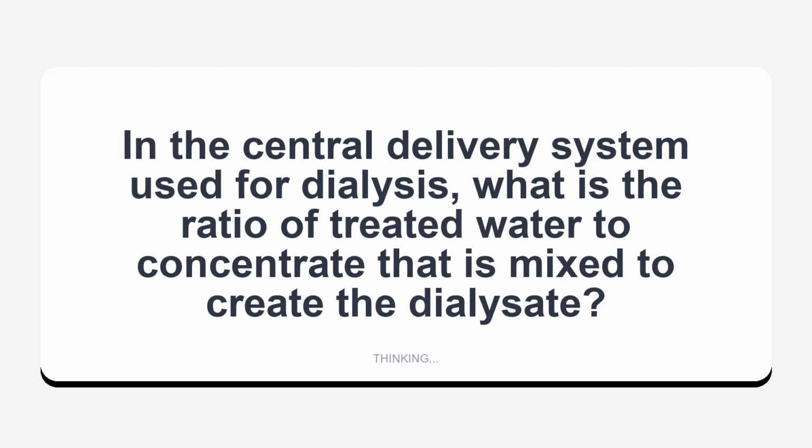In the central delivery system used for dialysis, what is the ratio of treated water to concentrate that is mixed to create the dialysate? 34:1.